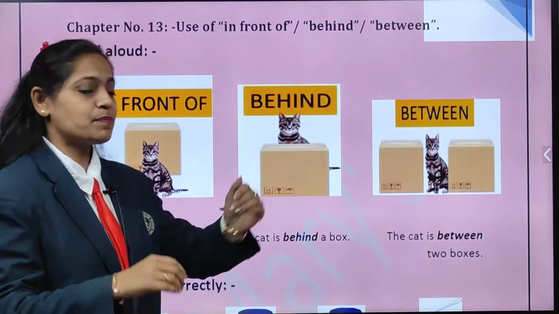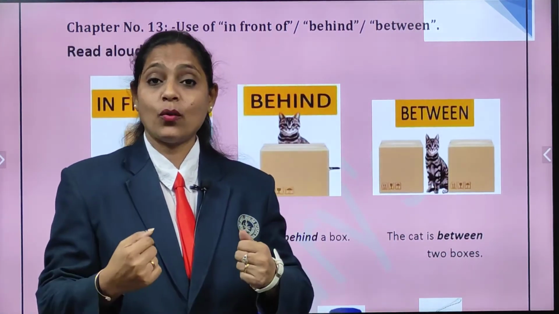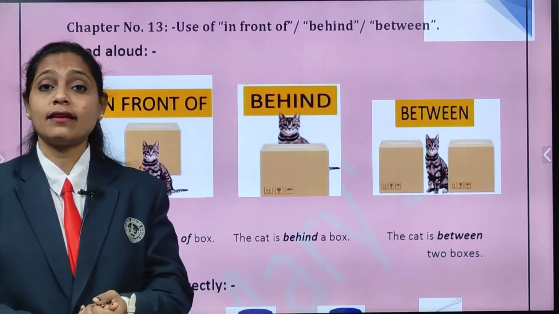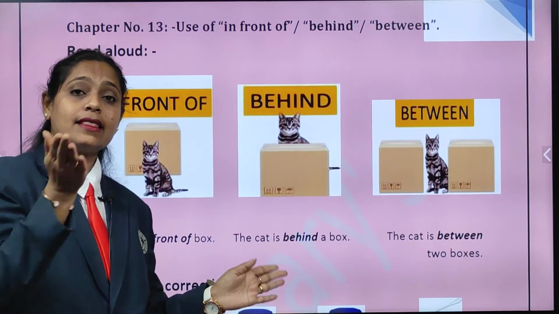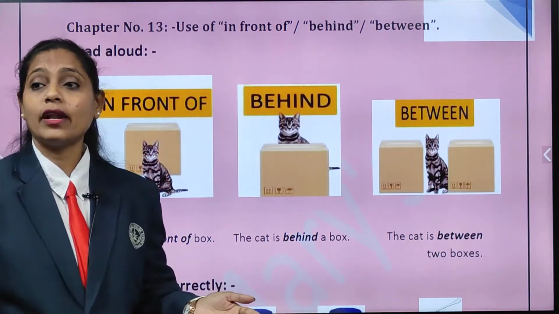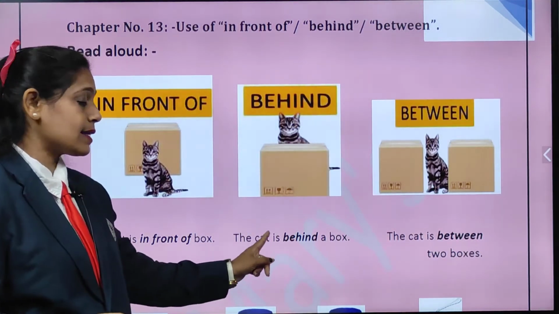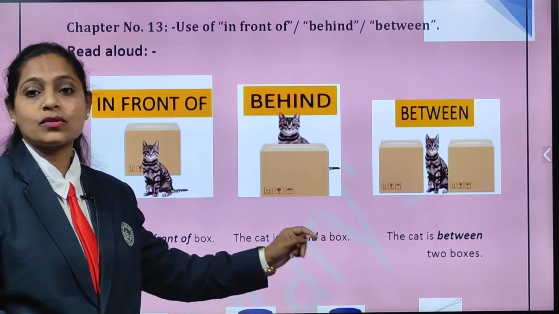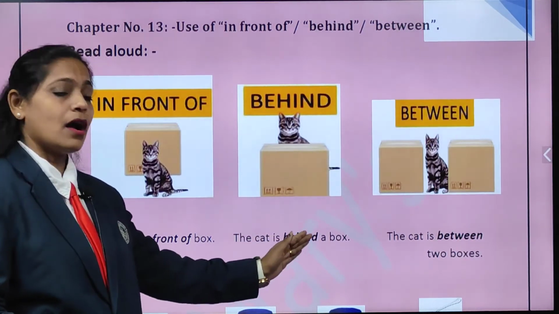Now in the next picture we have a box, and can you see the cat? Where is it, children? Yes, the cat is behind. It is at the back. So when things are at the back, what do we say? We call it behind. So what are we going to say, children? The cat is behind a box.